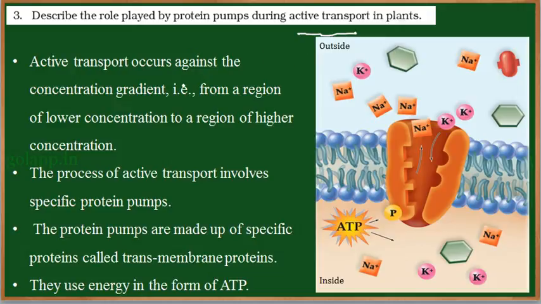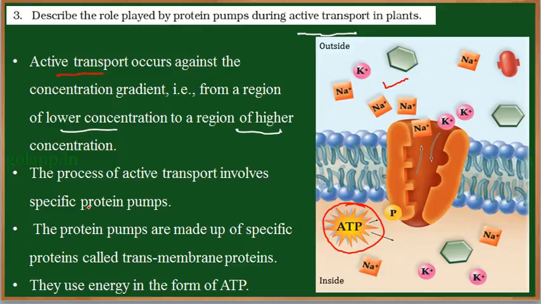So during active transport, the substances are moved from the region of lower concentration to the region of higher concentration. That means if the sodium ions are less inside the cell and more outside the cell, the sodium ions move from the cell to outside, from lower region to higher region. And for this, there is a requirement of energy in the form of ATP. So the cell expends energy in the form of ATP and moves the substance from its lower concentration to its higher concentration. And this type of movement is called active transport.